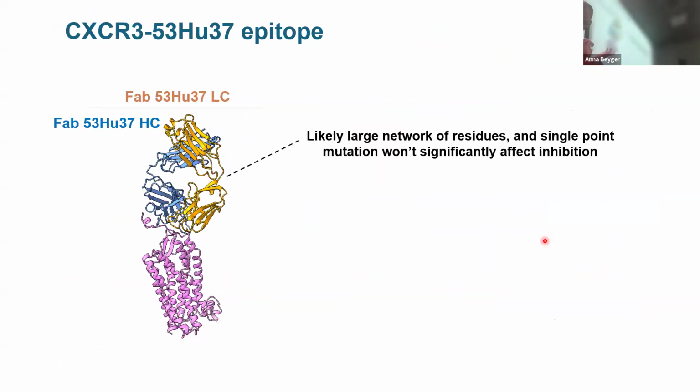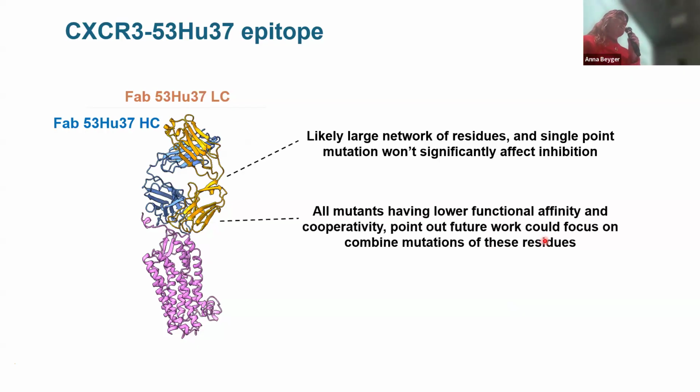So when we look at this epitope, we can see that HU37 likely engages a large network of residues, and single point mutations are unlikely to cause any significant changes in inhibition. So potentially the idea for future work would be to combine those mutations to see how they really affect the binding of the antibody.